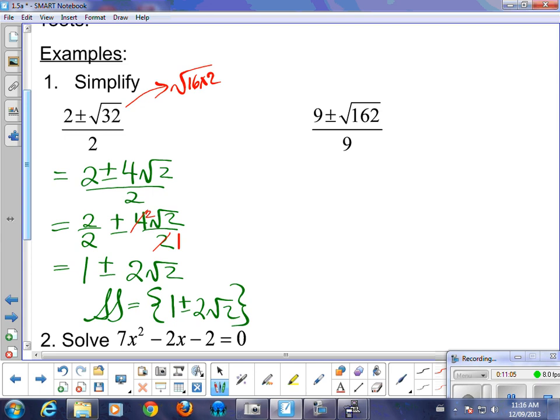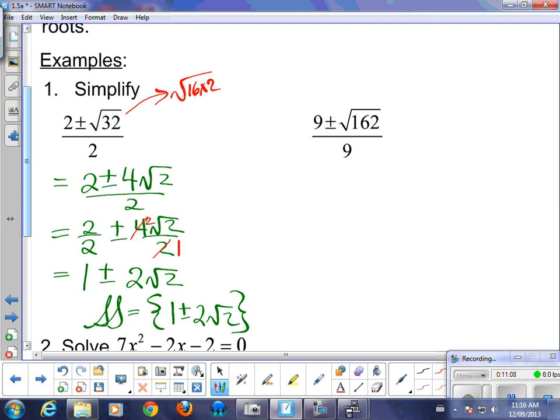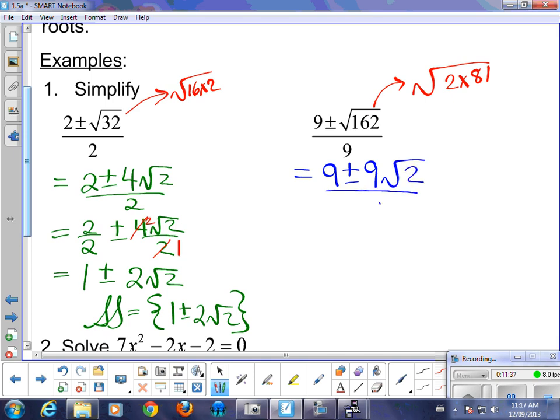Okay, now the next one. So we have 9 plus or minus the square root of 162, over 9. 162, I'm not sure what it is. Obviously, I would try to take out a 2 first. And if I do that, what I would end up with is 2 times 81. 81 is a perfect square. So that means what I'm doing here is going to be 9 plus or minus the square root of 81, which is 9, and I'm left with the root 2 all over 9.